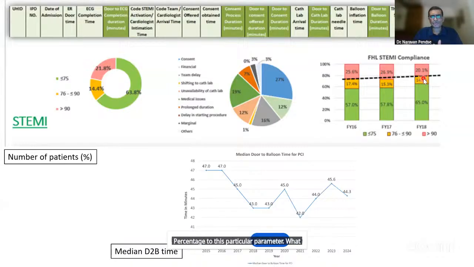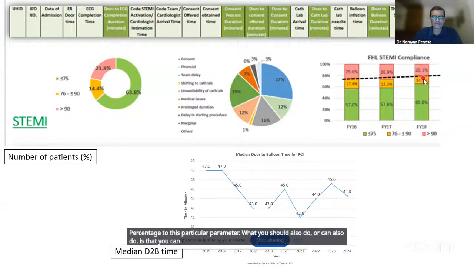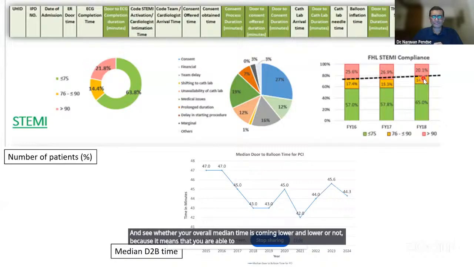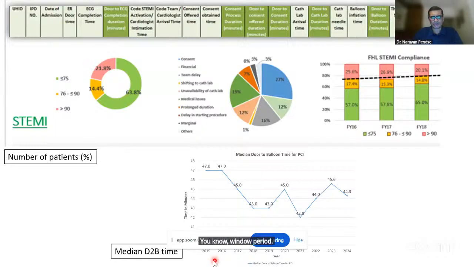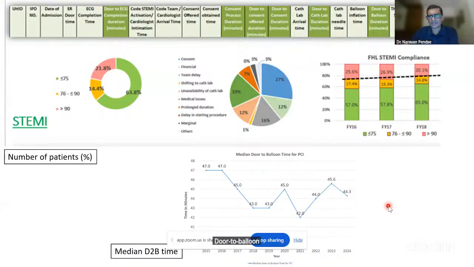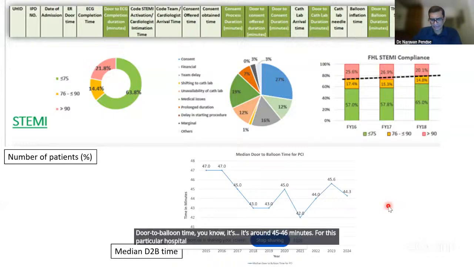What you can also do is calculate the average or the median door to balloon time for that particular set of patients in that particular month, and see whether your overall median time is coming lower and lower, because it means that you are able to reperfuse more and more patients in a shorter window period. For example, for this hospital from 2015 to 2024, you can see that they are maintaining a very good door to balloon time. It's around 45-46 minutes for this particular hospital, which is a well established cardiac center.